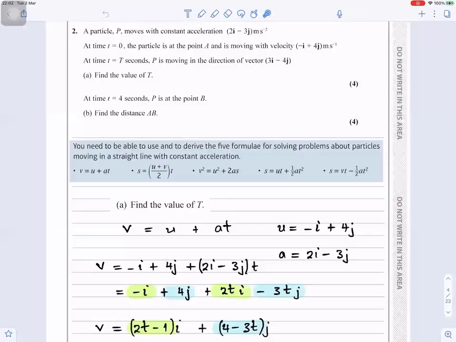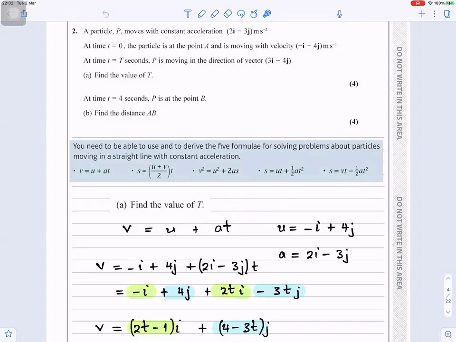Question number 2. A particle P moves with constant acceleration, 2i minus 3j. For part A, it wants us to find the value of t. We're going to use the SUVAT equations, equations 1, 2, 3, 4, 5. They're given in the formula book, so you can just get them from there. We want to find the value of t. So we use v equals u plus at.